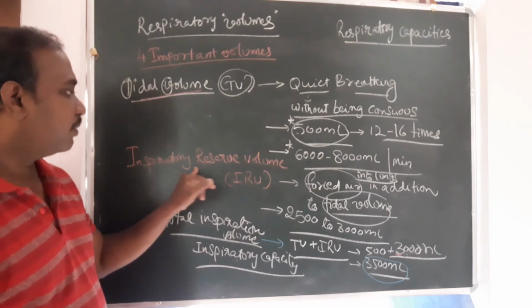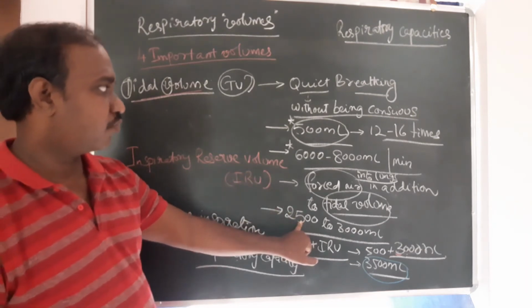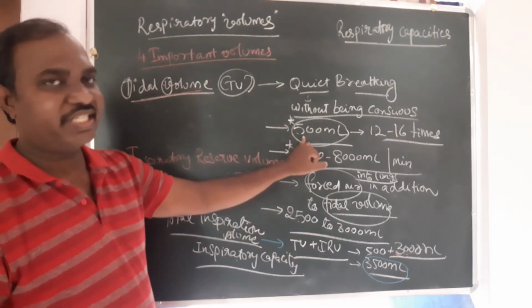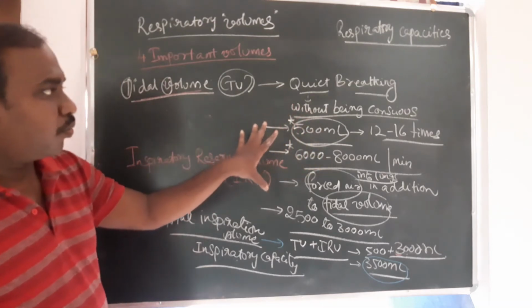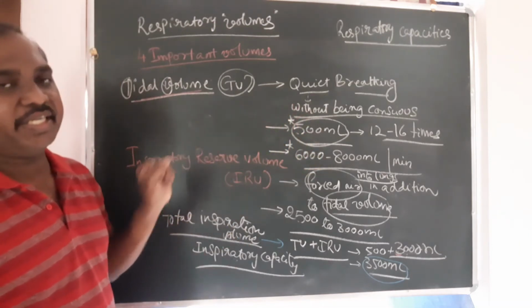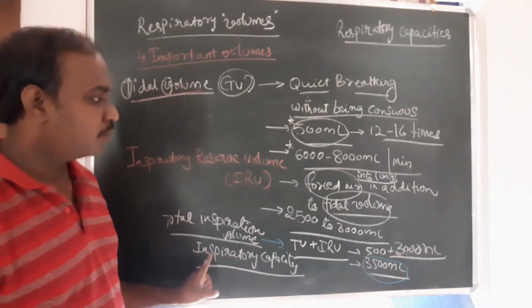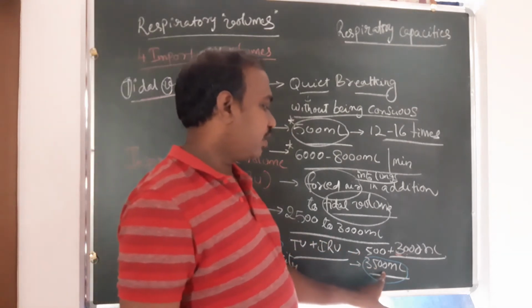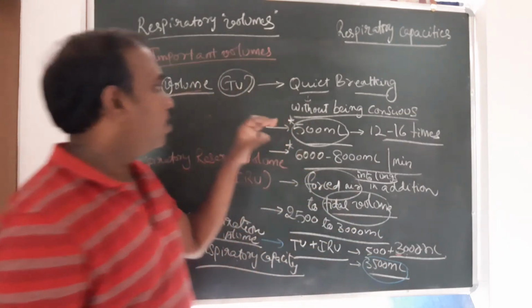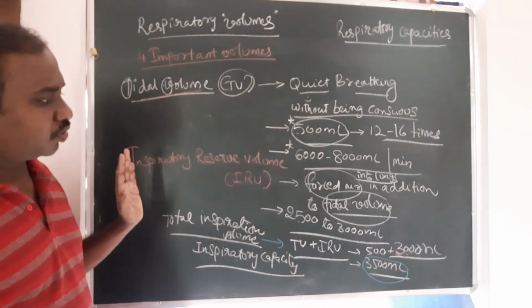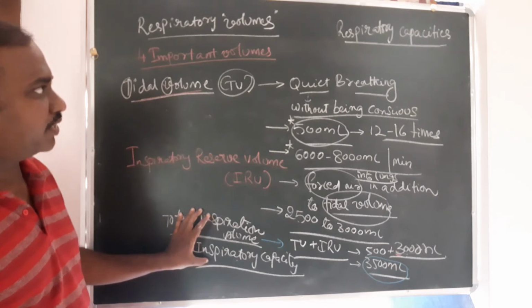If I say inspiratory reserve volume, you would get this one. If I say tidal volume, you would get this one. If I say what is the total inspiratory air, what is the total inspiratory capacity? The inspiratory capacity will be 3500 ml. So what have we seen so far? We have understood two volumes and one capacity, right?